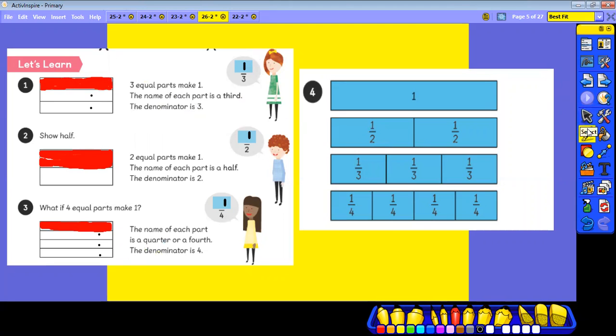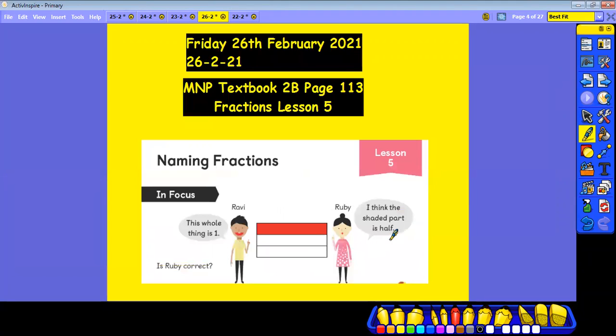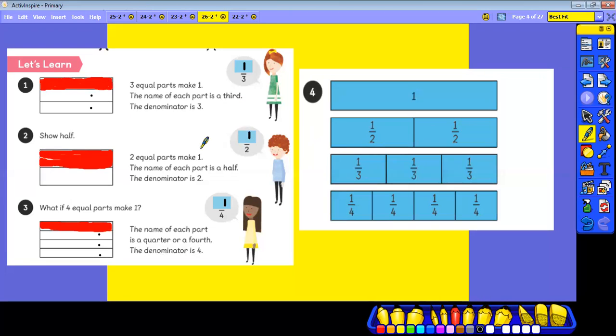So Ruby should have said, I think the shaded part is 1/3, is a third, because that is the correct answer for this particular picture. If it had been a half, it would have looked like this. And if it had been a quarter, it would have looked like this.